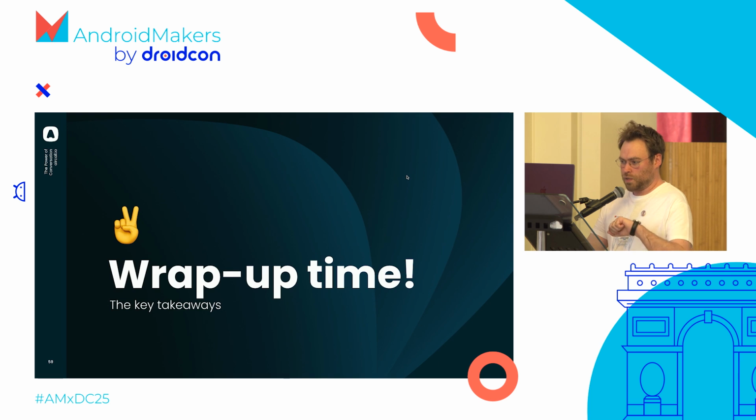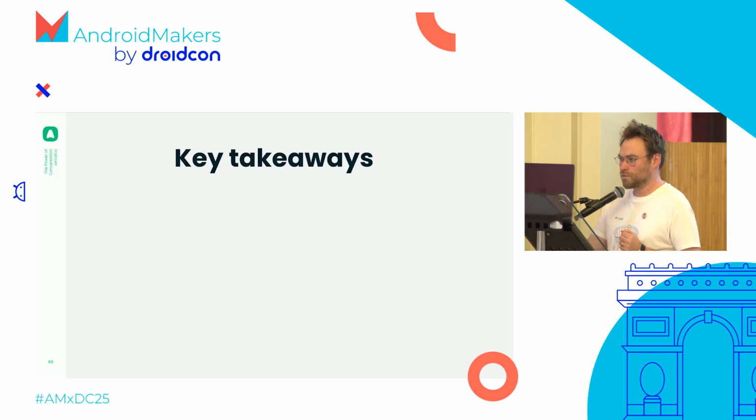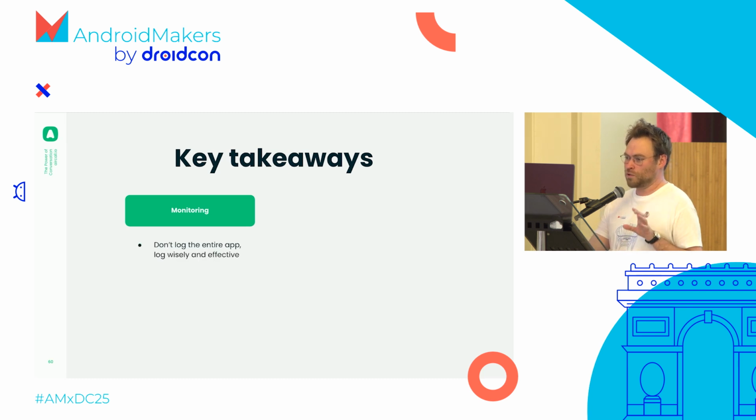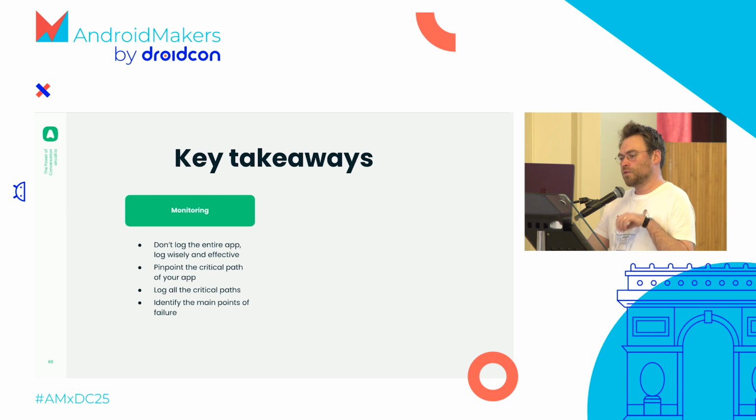Okay, now time for some wrap-up. So, key takeaways before closing about monitoring. Please don't log the entire application. Log wisely and effectively. Pinpoint all the critical paths inside your application. Focus on your critical paths first, and then do some other monitoring. So log all the critical paths and identify the main points of failure within the path. And also, alerting is good to react quickly. So use some alerting for the good of your application and for the good of your business.